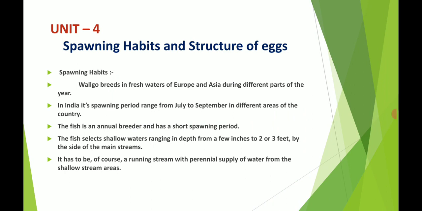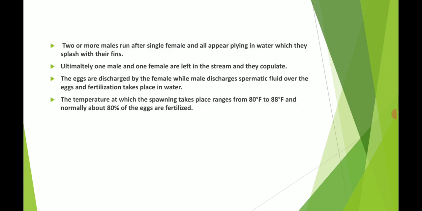The fish selects shallow waters ranging in depth from a few inches to 2 or 3 feet by the side of the main streams. It has to be, of course, a running stream with a perennial supply of water from the shallow stream areas. They choose running water with a perennial supply of water.